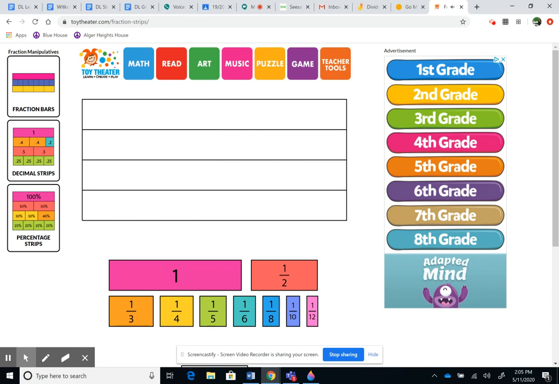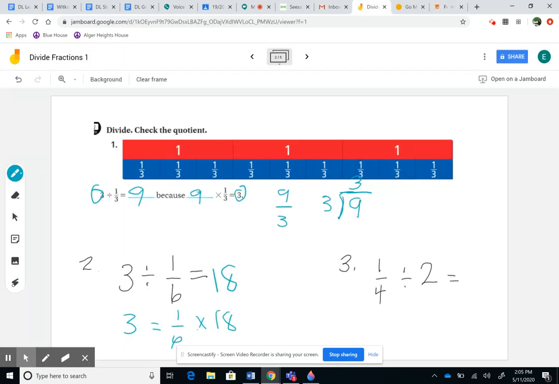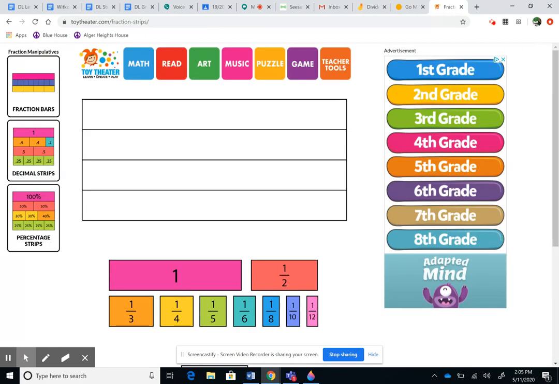I strongly encourage you to use this website for these. 1/4 divided by 2. So I'm going to put a 1/4 tile up here. And I need to split that 1/4 tile into 2 even pieces, okay? So I'm going to just start going down the line and try to put 2 together. That doesn't work, right? 2 1/5 tiles are too big. What about 1/6? Ooh, it looks pretty close, but nope, it's too big. So then I'm going to go to 1/8, and that fits perfectly.